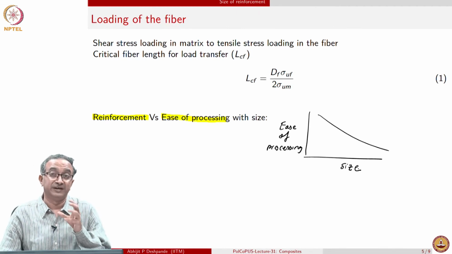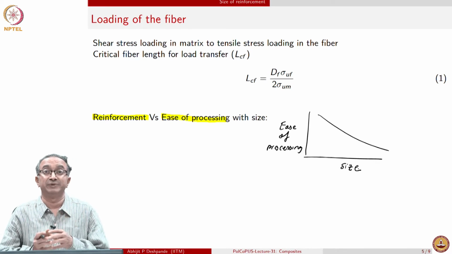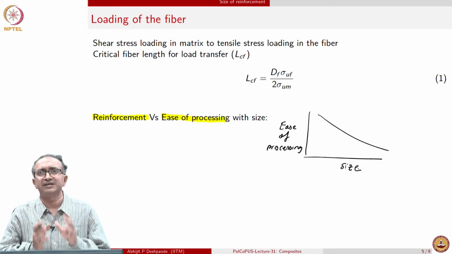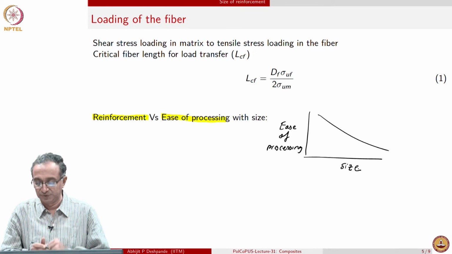In fact, nowhere is this more evident than in aerospace, because in aerospace our critical requirement is to get the maximum possible reinforcement. So, we try to use continuous fibers and fabrics so that we attain the maximum possible properties, and processing is therefore more difficult in the case of aerospace composites, as we will see soon.